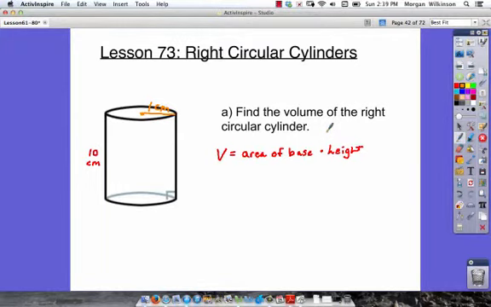Lesson 73 is about right circular cylinders. We can see we've got a right circular cylinder pictured here. It's just like a tin can. We've got the circle on the top and the bottom, and we've got the circle wrapping around the outside.